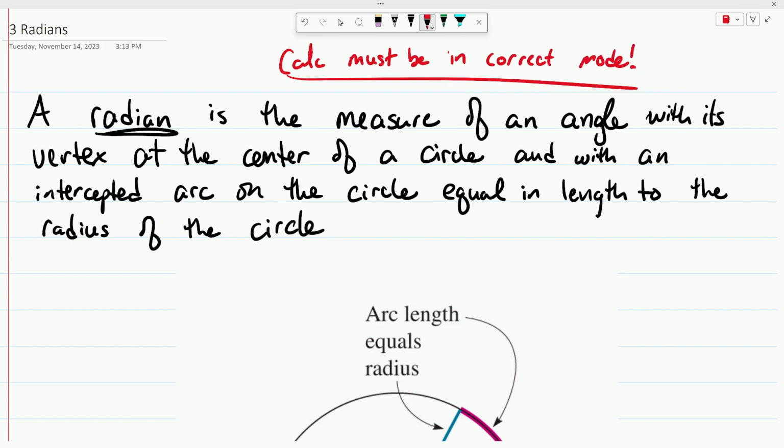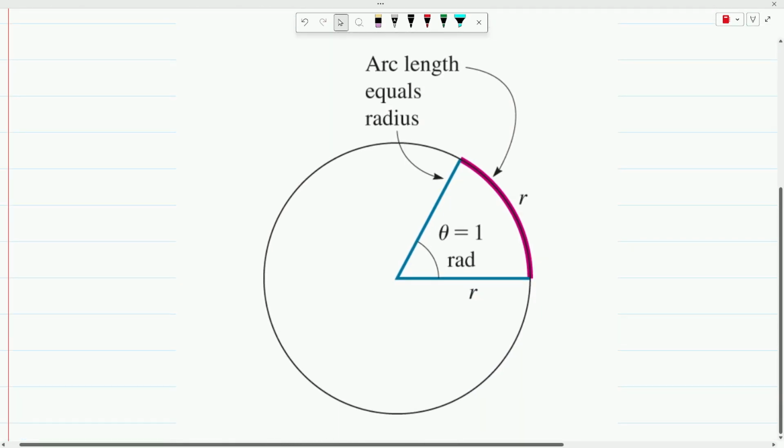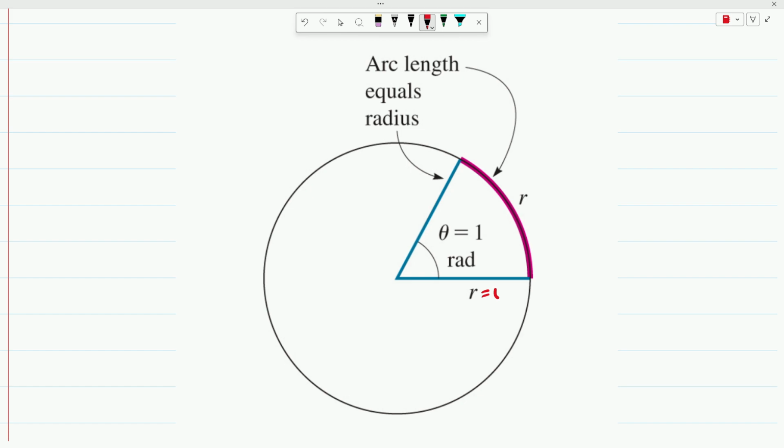All right. So, what is a radian? Well, a radian is a measure of an angle with its vertex at the center of a circle and with an intercepted arc on the circle equal in length to the radius of the circle itself. Your book has a great picture of this. Right here is what 1 radian equals. The radius of the circle is 1, and if you were to put this on the arc, as it sweeps out, theta will equal 1 radian. So that's how we define radians.